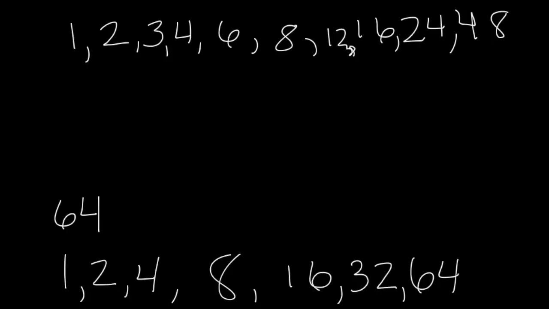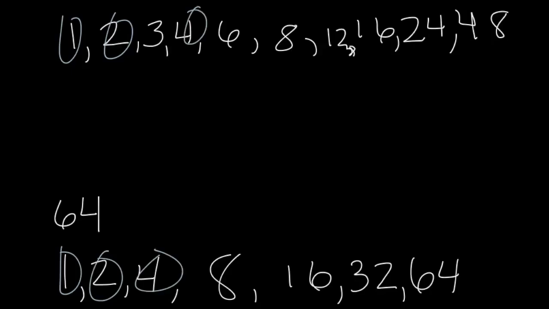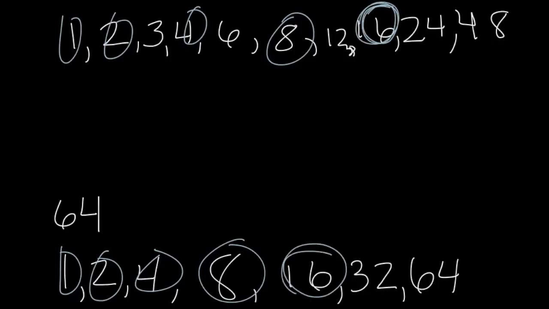So now we'll go back through our list and circle all of the common factors between 48 and 64. So there's a 1, a 2, 4, 8, 16, and that's it. So when we're looking for the greatest common factor, we want to find the number that is the biggest. So there's 16, 8, 4, 2, and 1. And obviously the biggest one is 16. So our greatest common factor is 16.